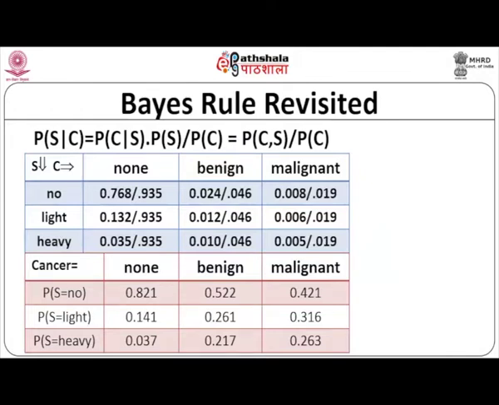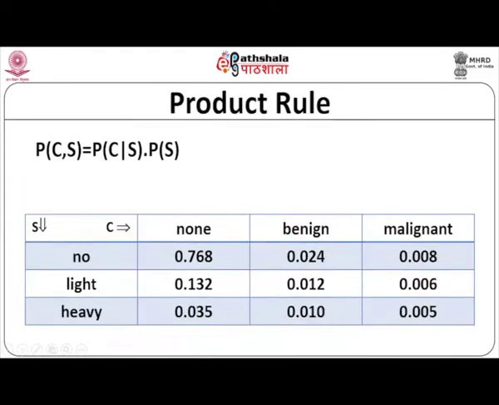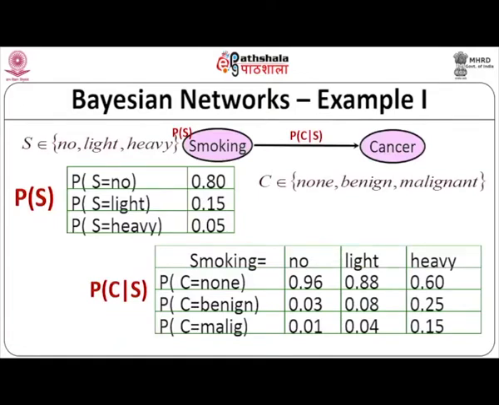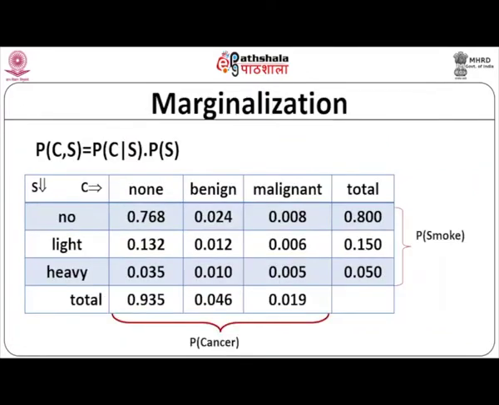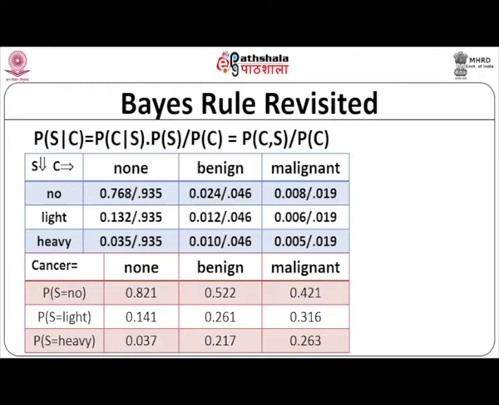So, this gives you the probability of S equal to no given cancer is none, the probability of S equal to benign, and so on. These values are different from these, right? This is the probability of cancer given smoking, and we are finding out the probability of smoking given cancer. What is the probability of smoking given cancer? This is the Bayesian rule.